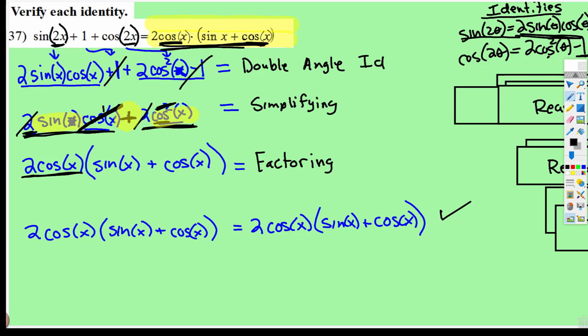But every one of these verifying identities is different, but the process is the same. You have to use the identity sheet. Rewrite things as sine and cosine. Make sure you're knowing why by using the identity sheet.